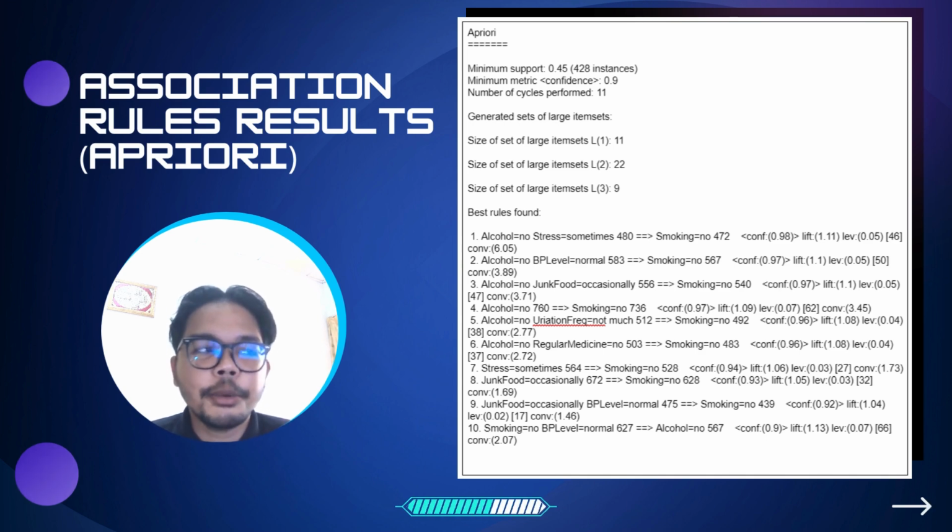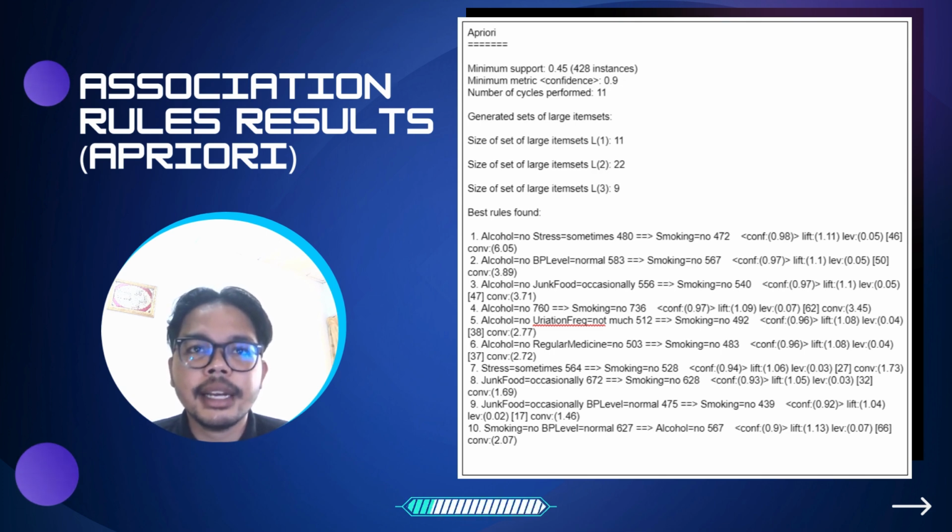Okay, next, we will be going to the association rule result. The Apriori algorithm is a powerful tool for identifying frequent item sets and generating association rules, revealing significant relationships within the data. For this analysis, we configured the Apriori algorithm with a minimum support threshold of 0.45.